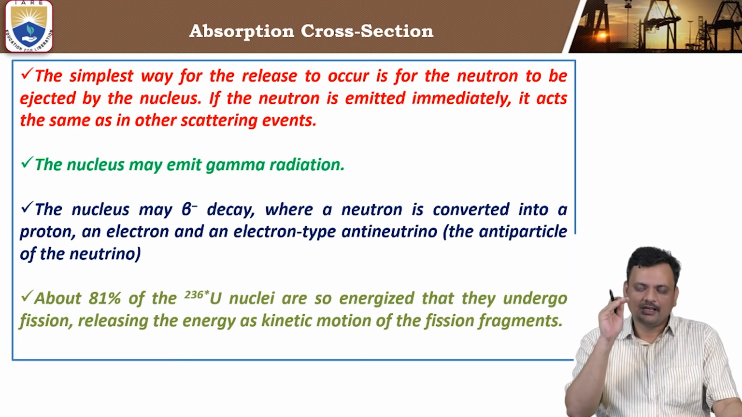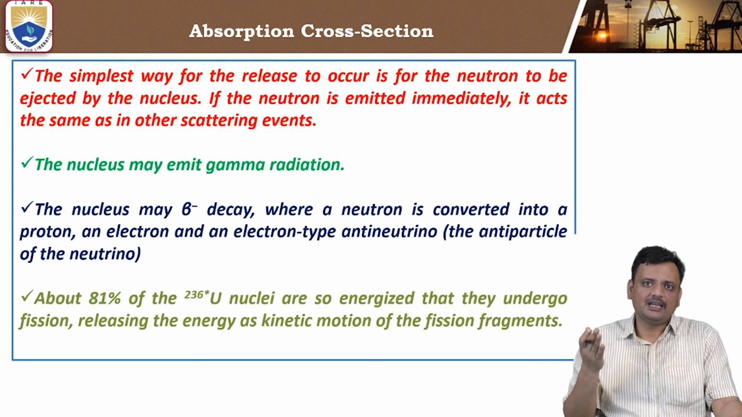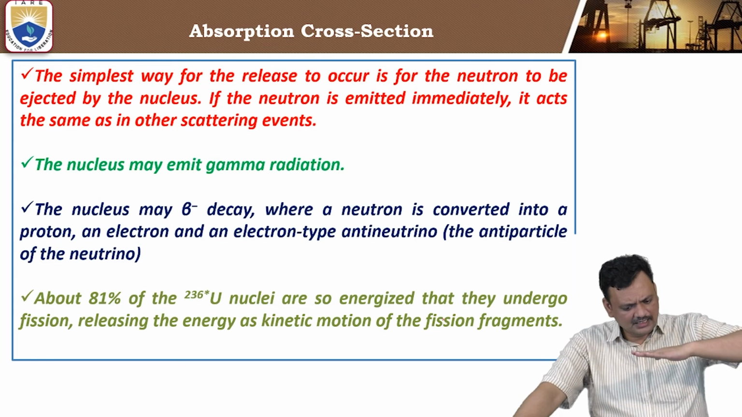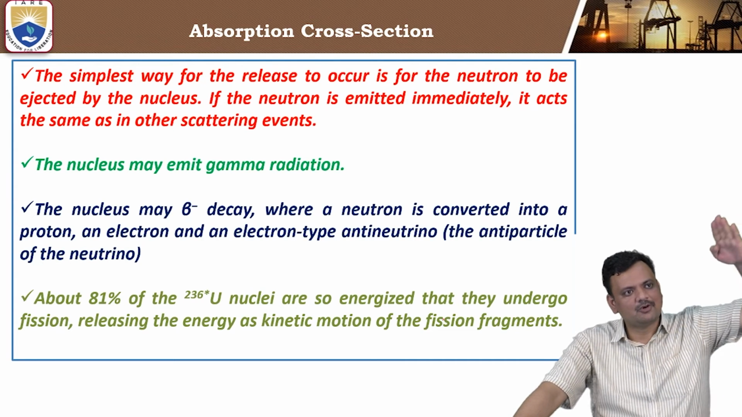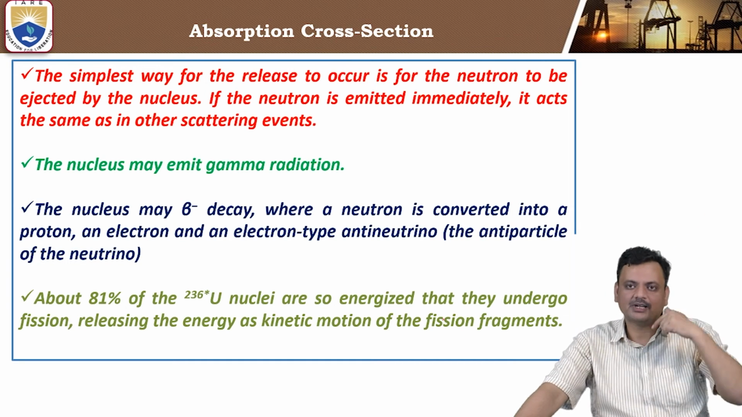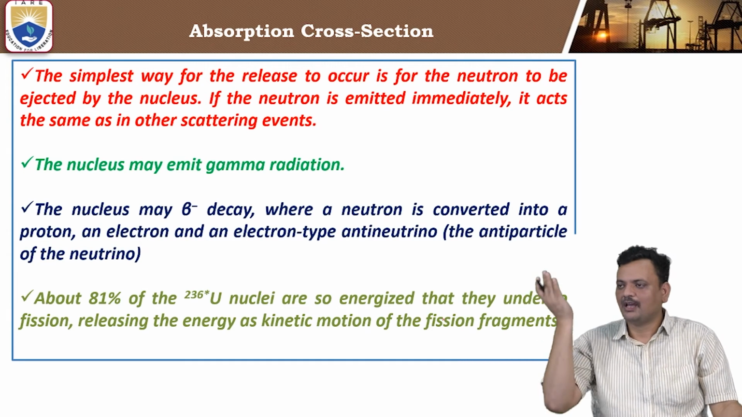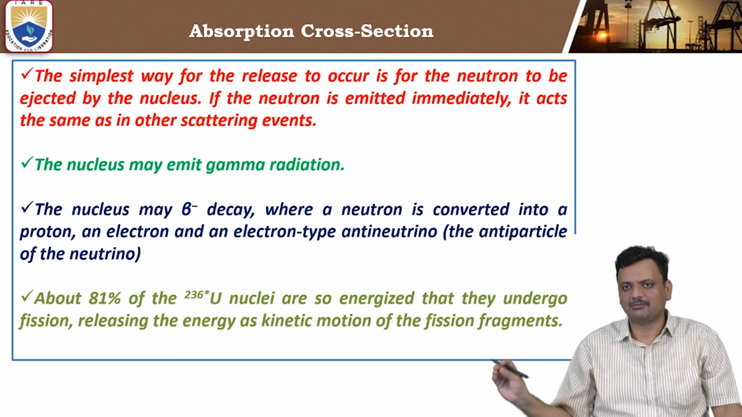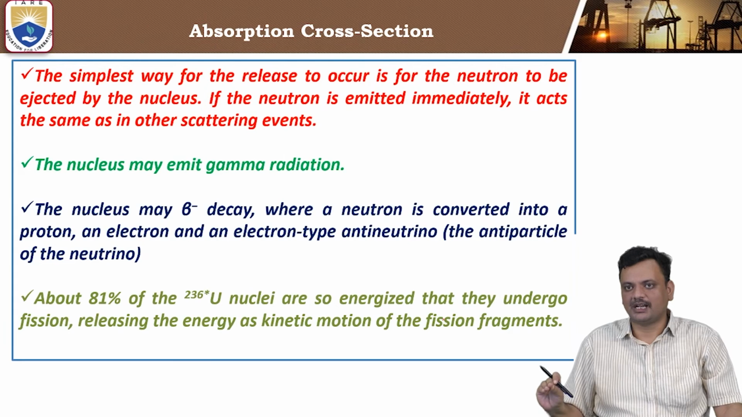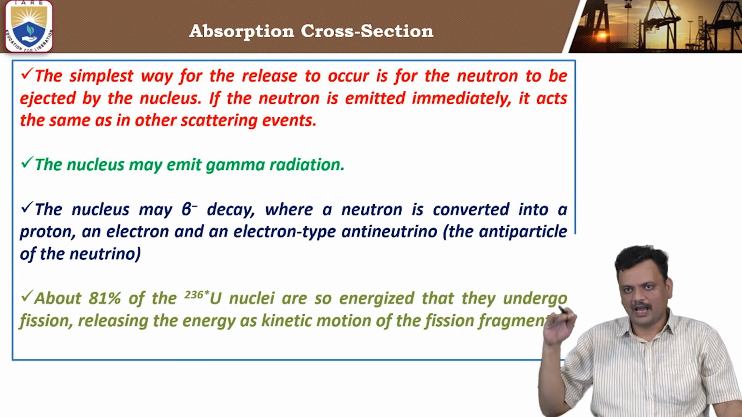And what is the next thing? If the neutron is emitted immediately, it acts the same as other scattering events. Then that ejected neutron will go for other nuclear processes. The second thing is the nucleus may emit gamma radiation. That means the neutron is permanently absorbed by that nucleus. Why? Because when it absorbs the neutron, it is in a higher energy state.